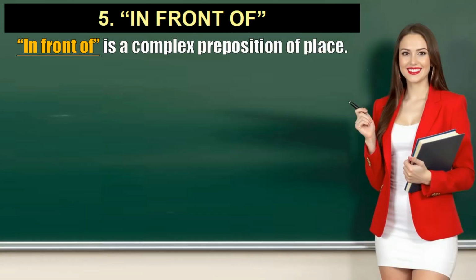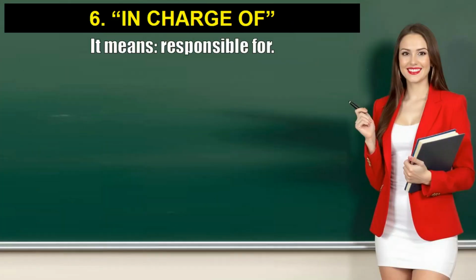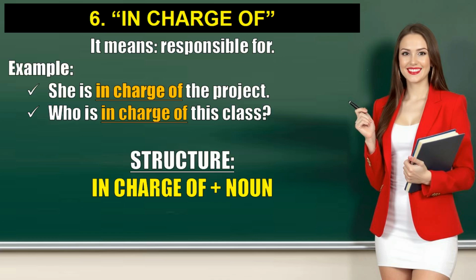5. In front of. In front of is a complex preposition of place. Example, the car is in front of the house. She stood in front of me. 6. In charge of. It means responsible for. Example, she is in charge of the project. Who is in charge of this class? Structure: in charge of plus noun.